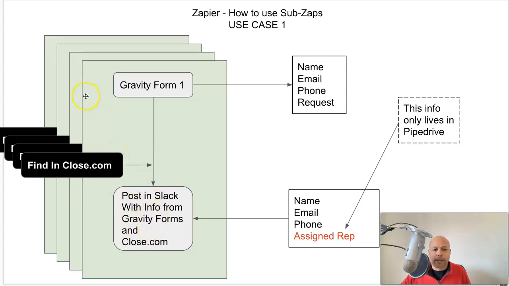But let's say that you've got several different pages with different forms, and we need to pull the assigned rep from close for all of these forms. Now, instead of creating this zap over and over again, or this step in the zap over and over again, now you can use a sub-zap instead.